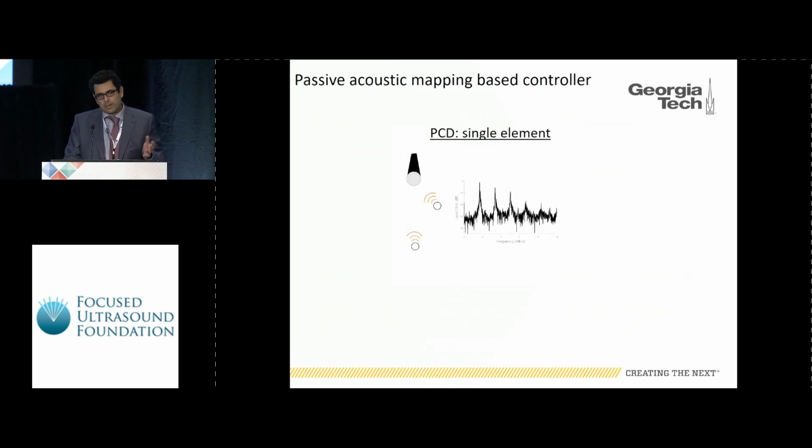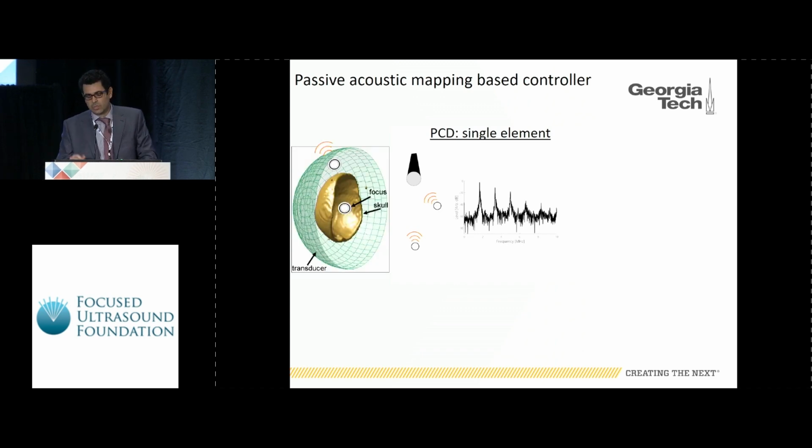However, all the methods so far have relied on a single element passive cavitation detection. Therefore, they just record the acoustic emissions, estimate the power spectrum, and try to control the microbubble activity. However, you can imagine that there are several cases where cavitation activity can happen at different places. And in the case of the brain, cavitation can happen, in fact, outside of the brain.